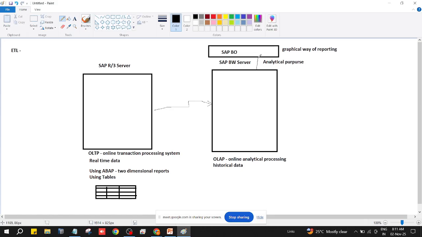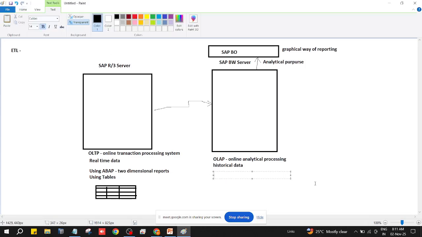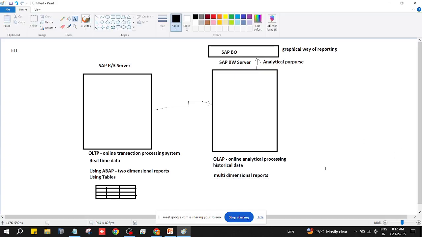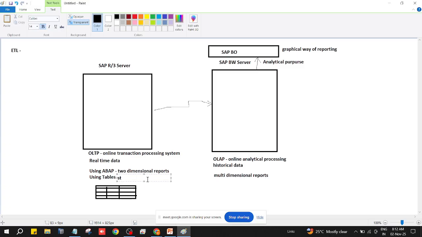multi-dimensional reports. So multi-dimensional reports are also possible. This is the extension. One is colorful reports, second is multi-dimensional reports. Why multiple dimensions? Here is the data storage. Tables store data, right?